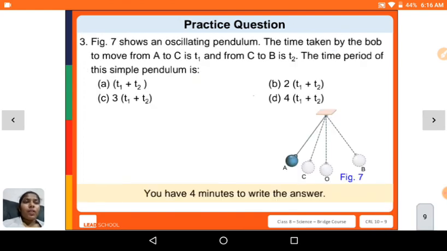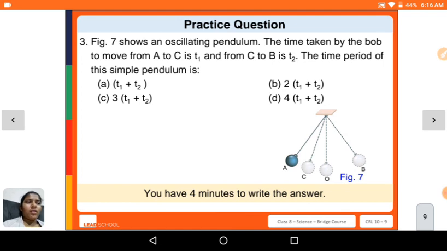Now the third question. Figure 7 shows an oscillating pendulum. The time taken by the bob to move from A to C is T1, and from C to B is T2. The time period of this pendulum is: and here are the options: T1 plus T2, 2T1 into T2, 3T1 plus T2, and 4T1 plus T2. Which is the correct option? We have to say that.